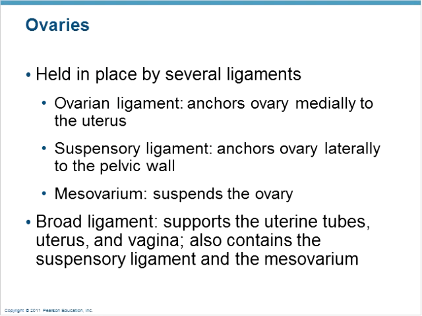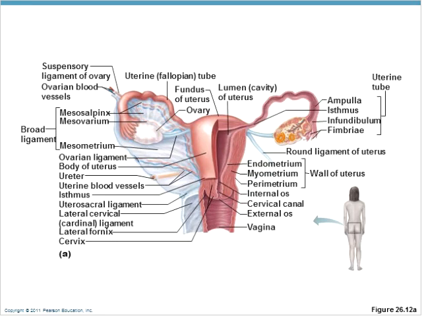The ovaries are held in place by several ligaments, but they're free-floating within the abdomen. So the ovarian ligament anchors the ovary medially to the uterus. The suspensory ligament anchors the ovary laterally to the pelvic wall, and the mesovarium suspends the ovary. There's also a broad ligament which supports the uterine tubes, that being the fallopian tubes, the uterus, and the vagina proper. And that also contains the suspensory ligament and the mesovarium.